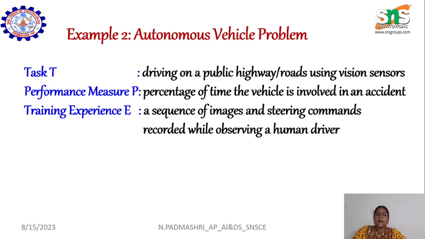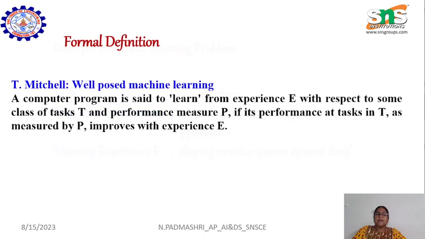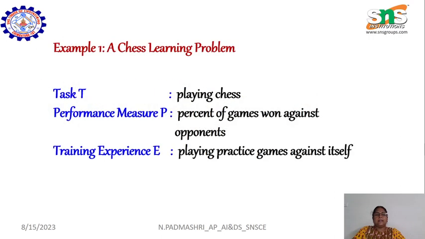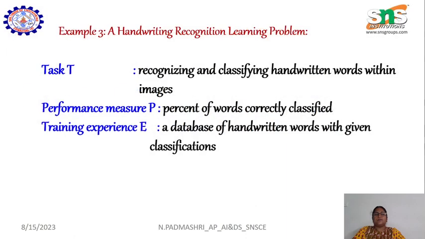Now I'll go back to the previous two slides and explain this. Now you will understand: a computer program is said to learn from experience E with some task T, and the performance is measured with P. So whenever we give any task to the machine, it will get experience and it has to give you the performance. This is very simple to understand about machine learning. There are a few more examples also.